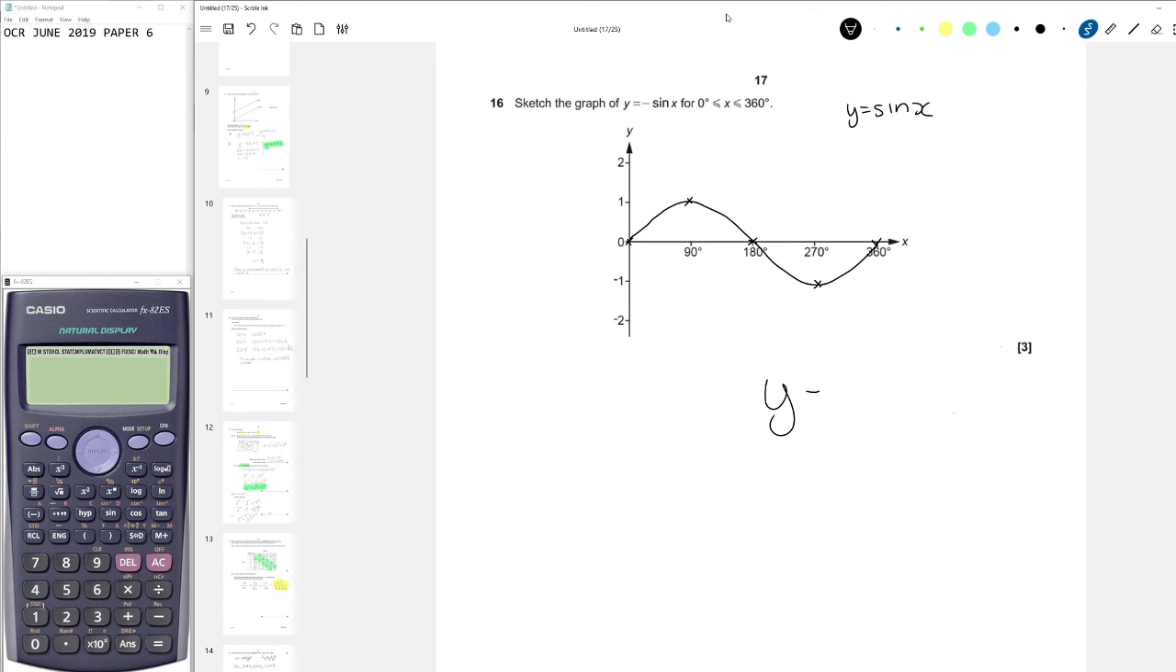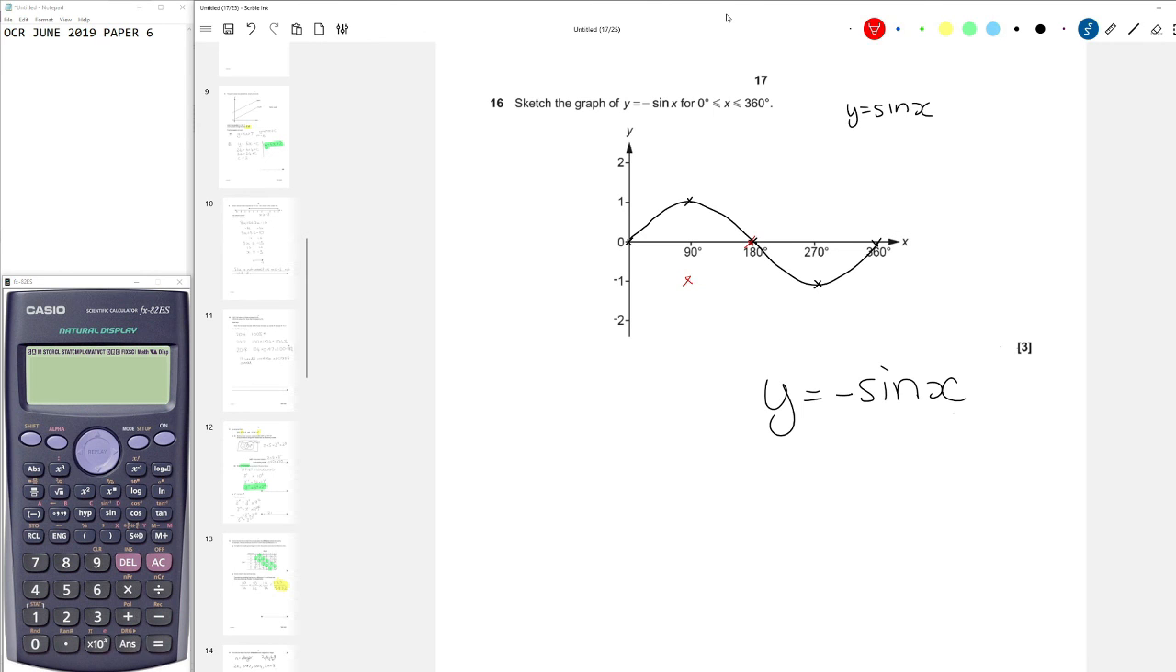Now let's have a look at y equals minus sine x. That just means that for my value of sine x, once I get my value of sine x, I will times it by minus 1 to get y. So that just means that, for example, sine of 90 is 1. So now it would actually be minus 1. Sine of 180 is 0. So times by minus 1, it will still stay in the same place.